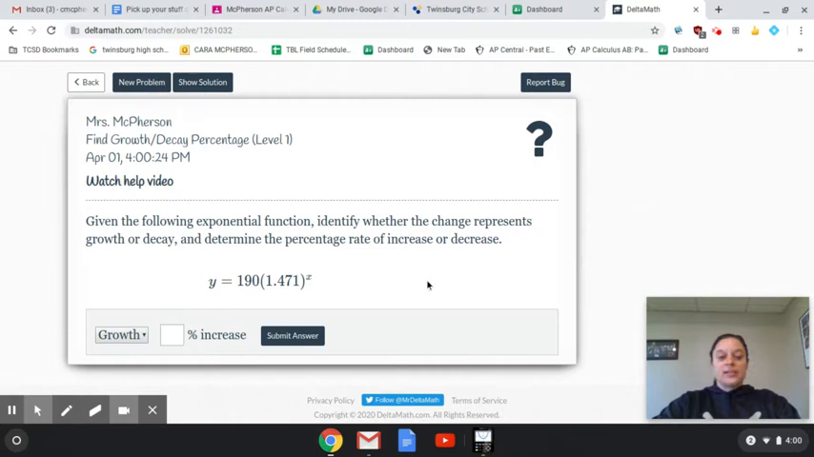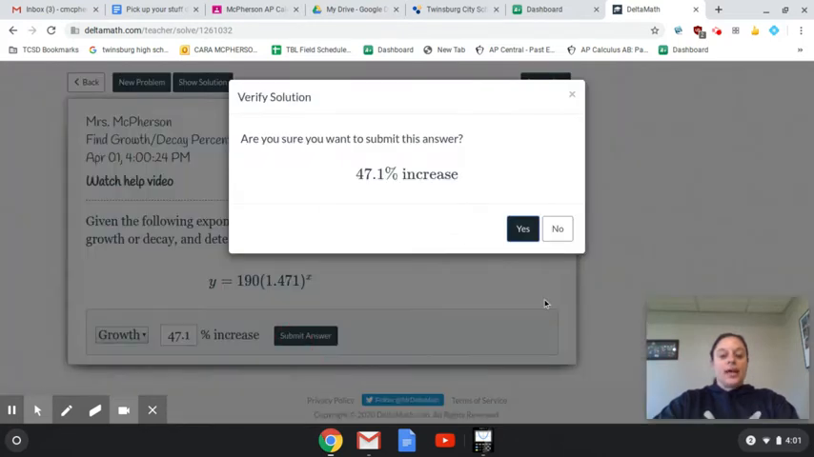So for something like this, just like we did in the last set of problems, you're going to look and see that value that has the x exponent. Is it bigger than 1 or less than 1? So for example, with this one, since it's bigger than 1, we would say that it's growing. So you have a drop-down menu where you get to choose. And then for your increase, it's going to be how much bigger than 1 it is. So this would be a 47.1% increase because it added 0.471 to 1. So you'd submit that.